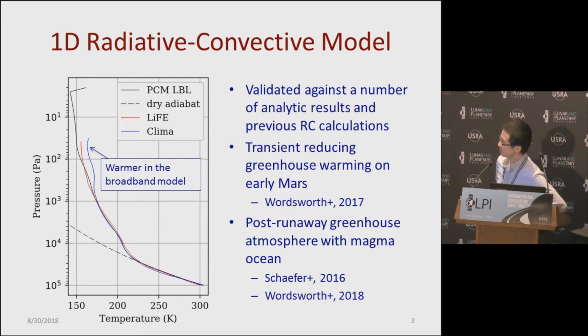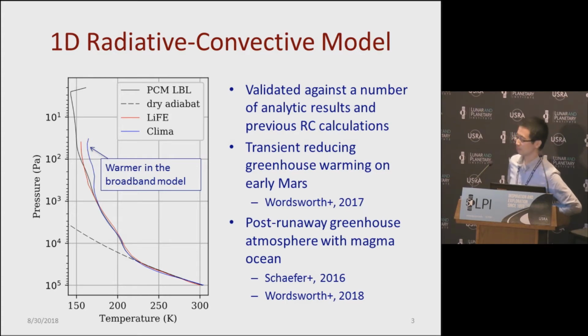And those models are consistent in the lower troposphere. This is a 1-bar pure CO2 calculation. But in the upper atmosphere, the high-resolution model tends to be colder due to the strong cooling effect of the strong, thin, narrow CO2 lines.